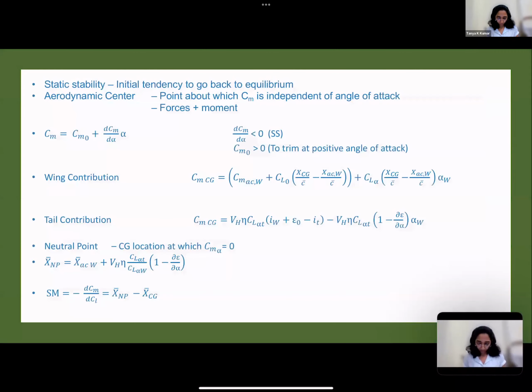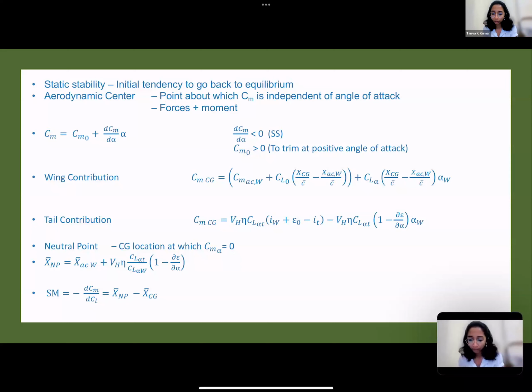Now let's just do a quick revision, which I really suggest you guys do by yourselves. So static stability is the initial tendency to go back to equilibrium. And when we talk about longitudinal static stability of an aircraft, it is the initial tendency of an aircraft, subject to some disturbance, to come back to its longitudinal equilibrium. Okay. Aerodynamic center, I think at least by now you guys are clear because we discussed this, and one of the first questions was this.